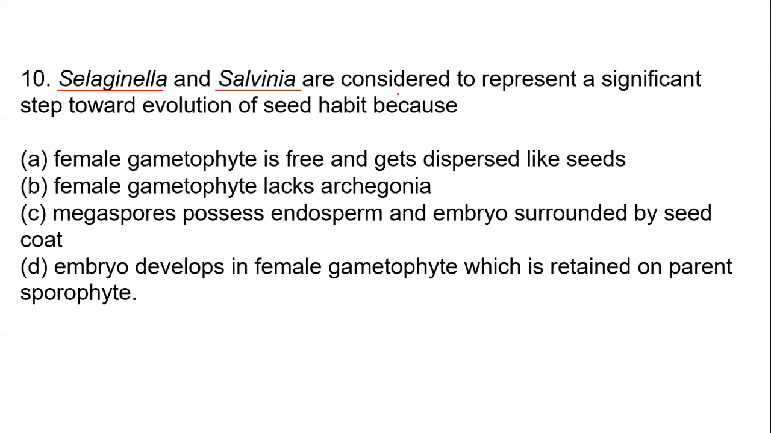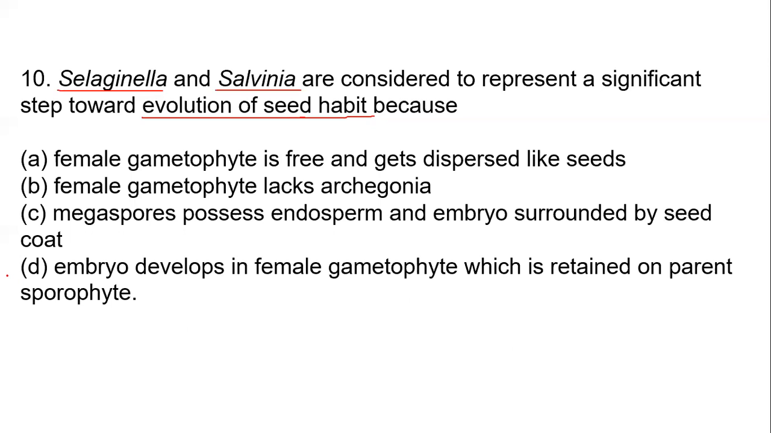Selaginella and Salvinia are considered to represent a significant step towards the seed habit, that is the evolution of the seed habit, because the female gametophyte is free and gets dispersed like seeds. Female gametophytes lack archegonia. Megaspores possess endosperm and embryo surrounded by seed coat. The embryo develops inside the female gametophyte, which is retained on the parent sporophyte.